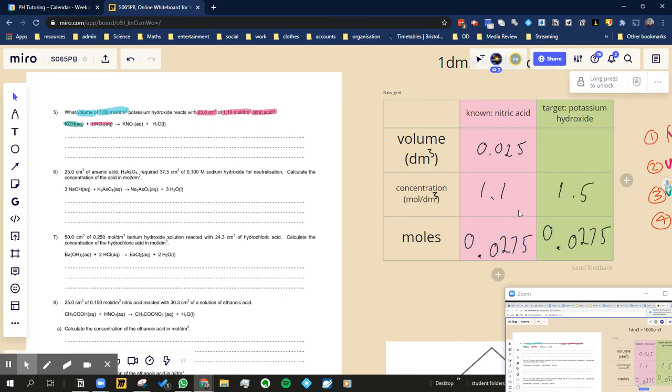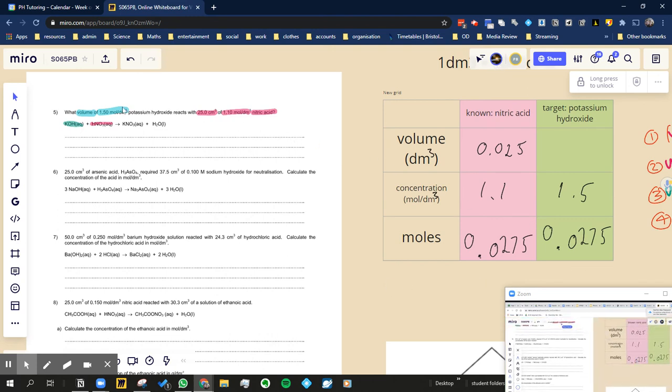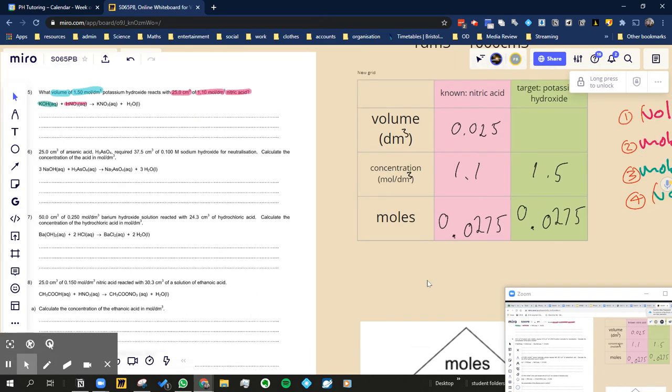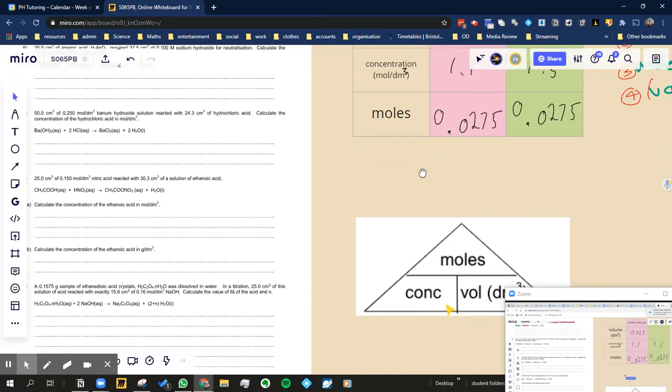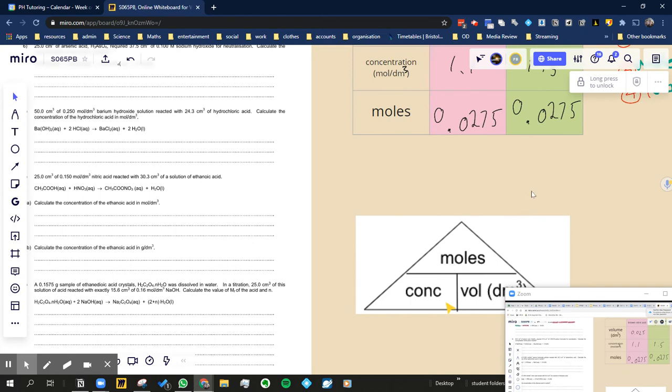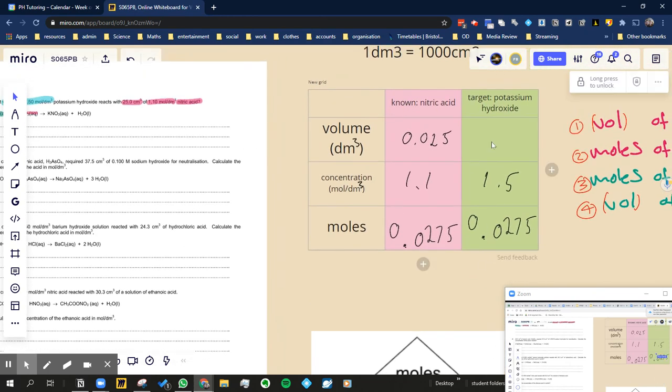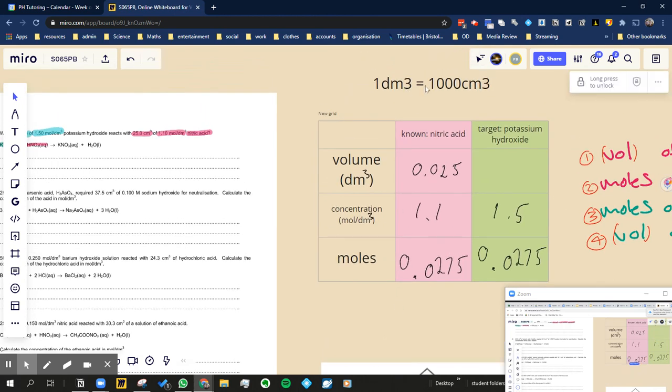So now we have the moles of that. The final stage, and we've already got the concentration because it was given to us. So the volume is going to be equal to the moles divided by the concentration, and that will give you the volume in decimeters cubed. If we wanted to turn it into centimeters cubed, we'd have to use that to convert.